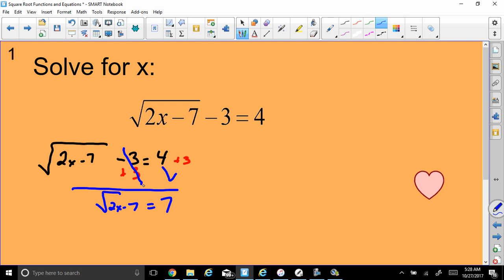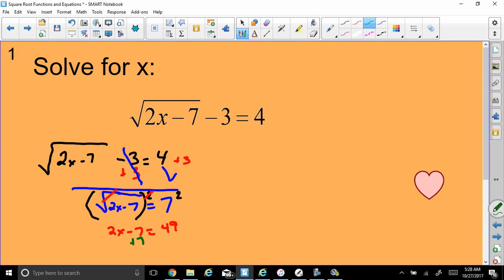Now, since I have to get rid of the square root sign, I'm going to do the opposite of square rooting, which is squaring. And I'm going to do that to both sides. The opposite of square rooting is squaring, and that cancels out the square root sign. So that'll leave me with just what's inside of the square root sign, the 2x minus 7, and I have equal to 7 squared. And now I have an equation that I can solve for x.